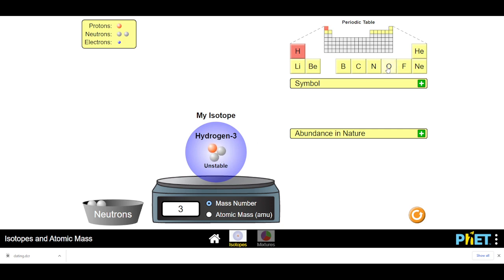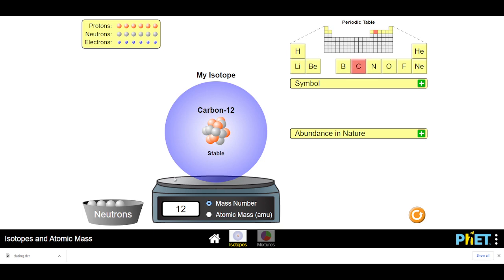Then I want you to move to carbon. We're going to look at carbon 12. So we know that carbon 12 has 6 protons, 1, 2, 3, 4, 5, 6, and 6 neutrons. You can see a little key up here as well. And I'm going to add a neutron. Does that make it unstable? Nope. It becomes carbon 13 because I now have 6 protons and 7 neutrons. So I want you to record that down. And it's still stable.